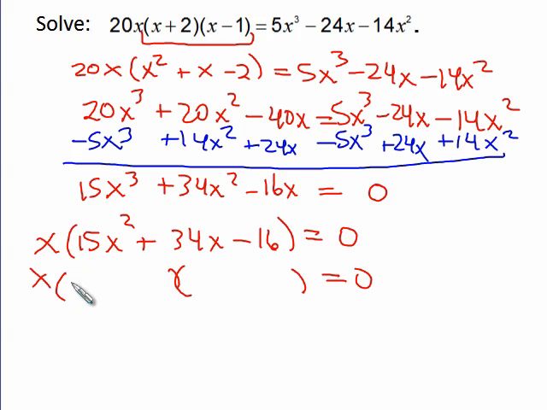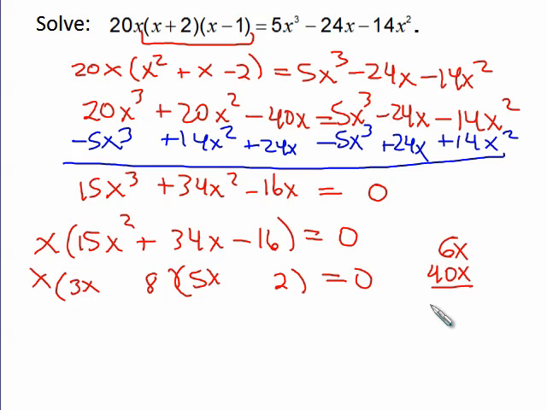15x squared is probably going to be 3x times 5x. And for 16, if I try 4 times 4, you'll find out that the outsides and the insides do not add up to be 34. So I'll go to the next set of numbers, which will give me 16, which would be 8 times 2. So now looking at the outsides, I get 6x, and then the insides give me 40x.